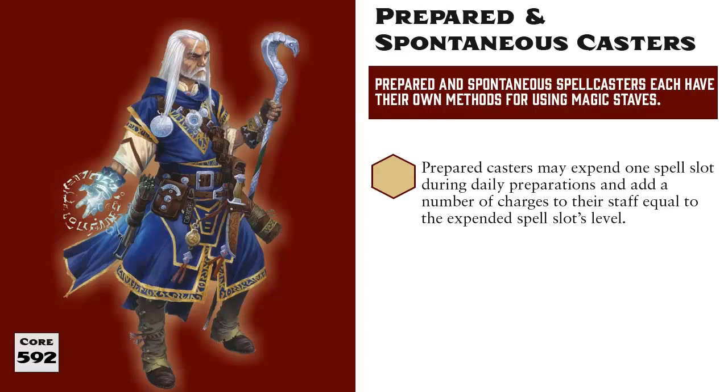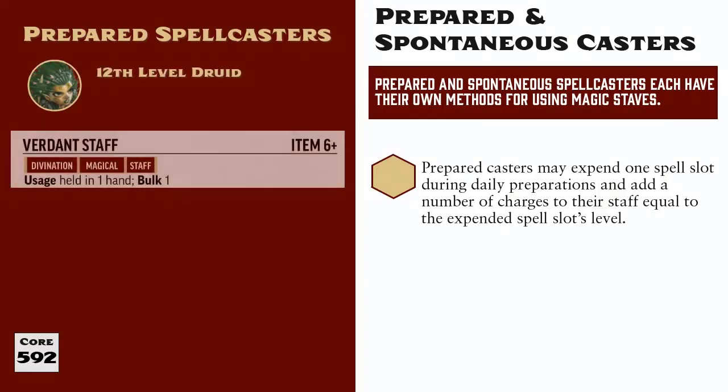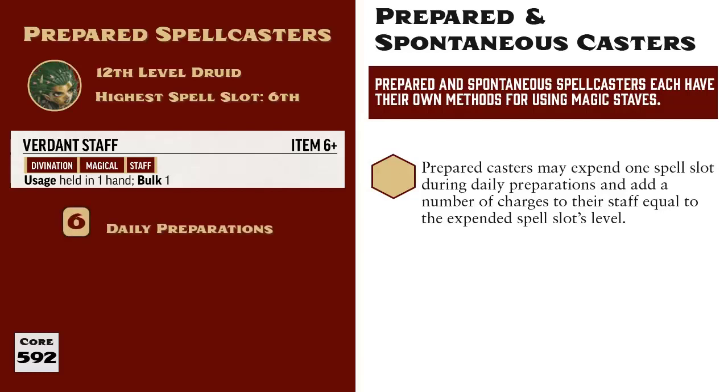When doing so, the staff gains a number of additional charges equal to the expended spell slot's level. So, for example, Lenny is a 12th level druid with a greater verdant staff. As part of her daily preparations, she prepares her staff and channels primal magic into it. As a 12th level druid, her highest level spell slot is 6th. Therefore, her verdant staff gains 6 charges that can be used to cast spells from it during the coming adventuring day.